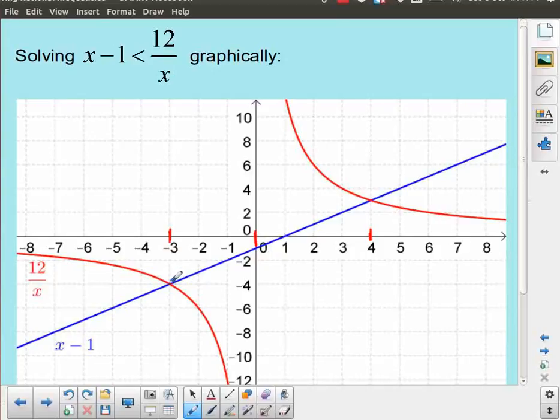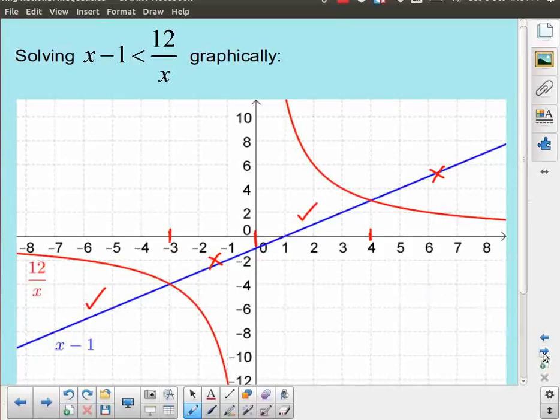So where is the blue line less than? Yes, it is. So that one is correct, from -3 to -infinity. But now the blue line is above, so this one fails. As soon as we hop over the asymptote, the blue line is now back underneath the red line. So this is a pass again, and this is a fail. And that's the exact same solution we came up with algebraically.